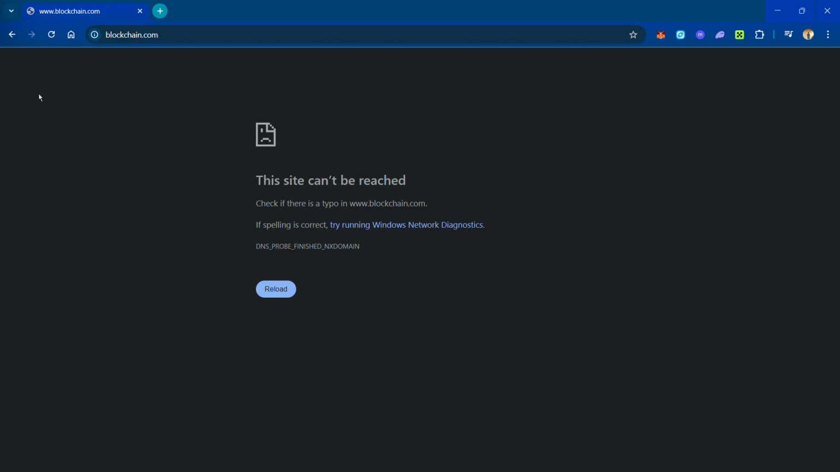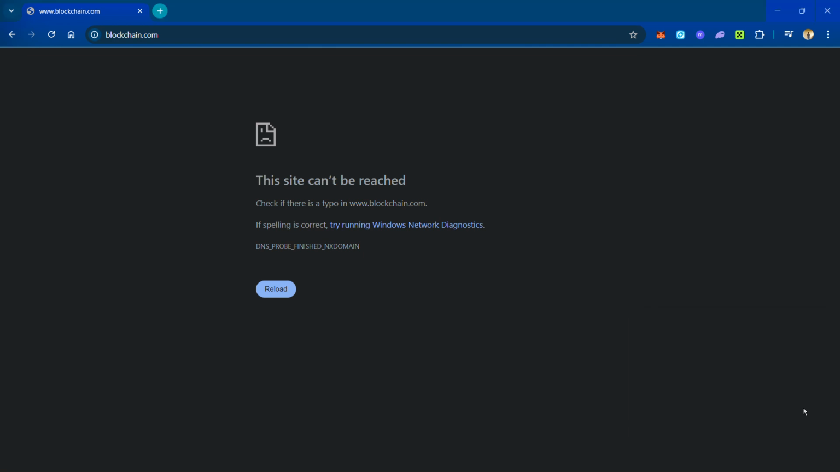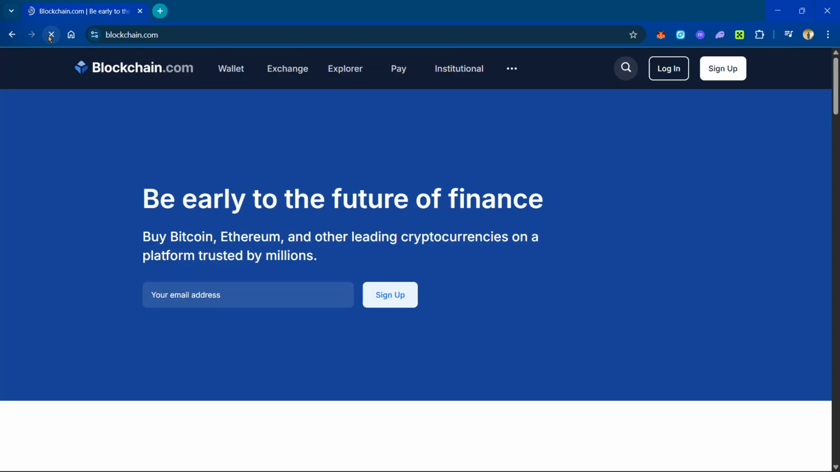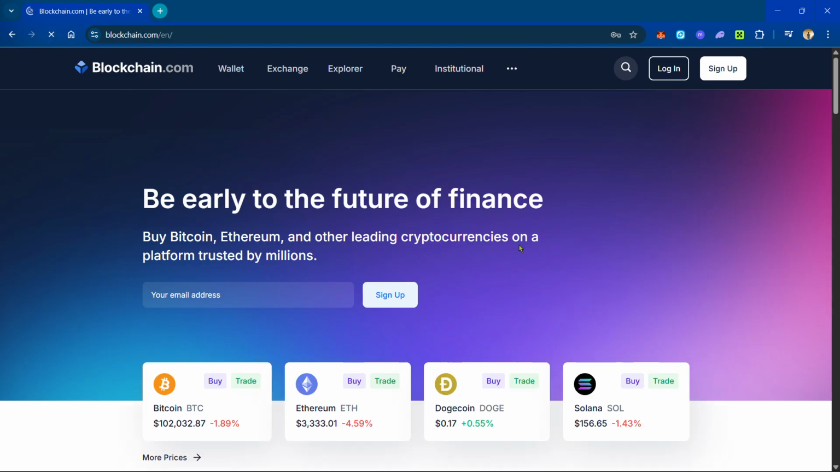So we'd first come to our browser and then open blockchain.com. If you see this, you would connect to a VPN. So let me connect to my VPN. Okay, now I'm connected to my VPN. I'll just reload the page. Okay. So this is blockchain, where you buy Bitcoin, trade them, and the rest of them. But we want to access the Explorer. So come over here and click on Explorer.